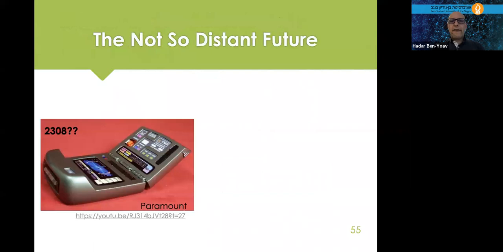So we have about 5 minutes to the end of the class. And I want to show something which is not so distant future. So for those that don't know, this is the tricorder. The tricorder was kind of a fictional device in an old TV show called Star Trek.